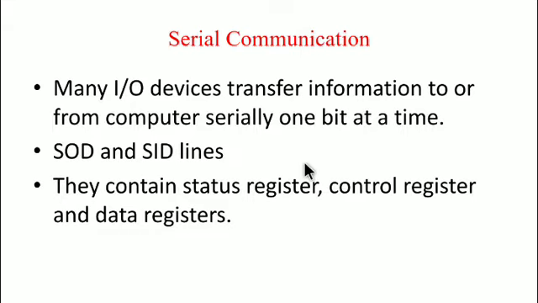Next one is the SOD and SID lines. The 8085 microprocessor communicates serially using these two lines. The serial output data SOD line is used to send 1 bit of data on the SOD pin of the 8085, and the RIM instruction is used to receive 1 bit of data on the SID pin of the 8085. And this serial communication has a lot of registers: status registers, control registers, and data registers.